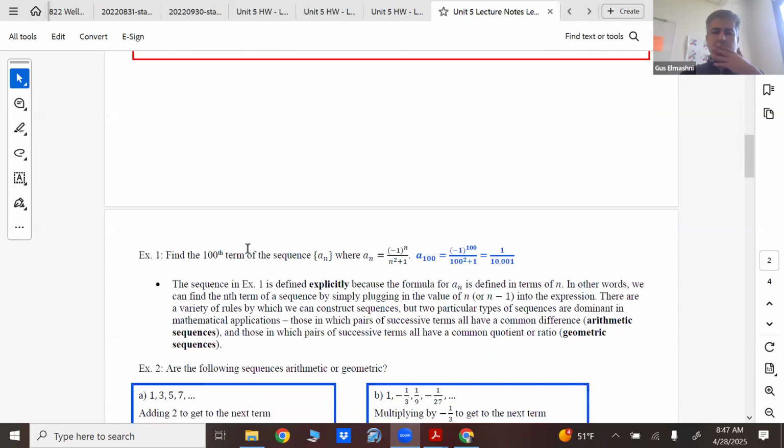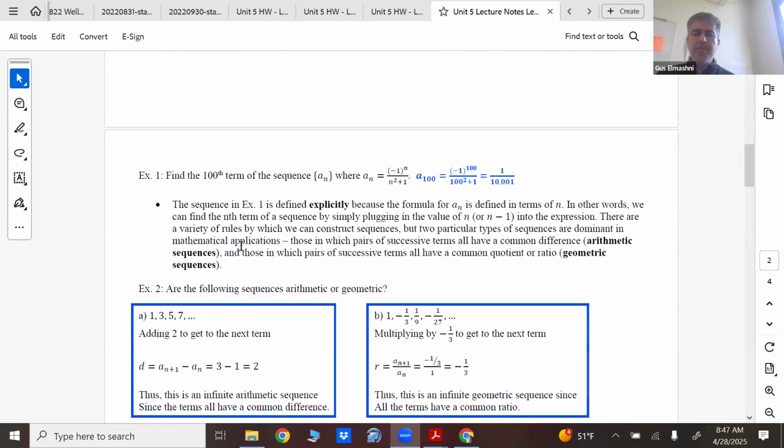So let's just jump to the first example. Find the 100th term of a sequence. A sub n equals -1 raised to the n power over n squared plus 1. If you want to find the 100th term, that's not hard. Just plug in 100 for n. Now, if you raise -1 to an even exponent, it's always going to be 1, right? Any negative number will be positive when you raise it to an even exponent. 100 squared is 10,000, plus 1. There you go. So that's your 100th term.